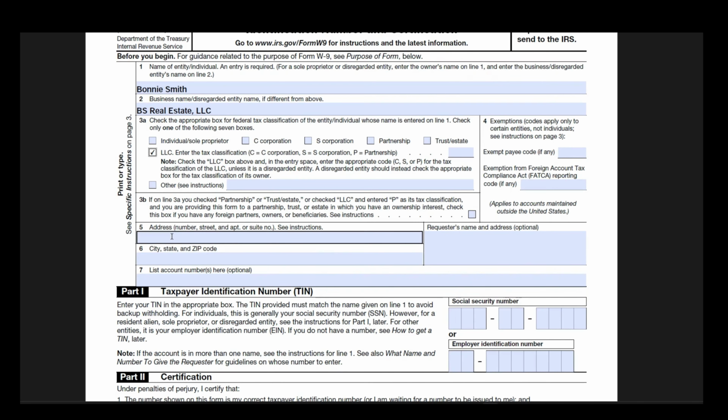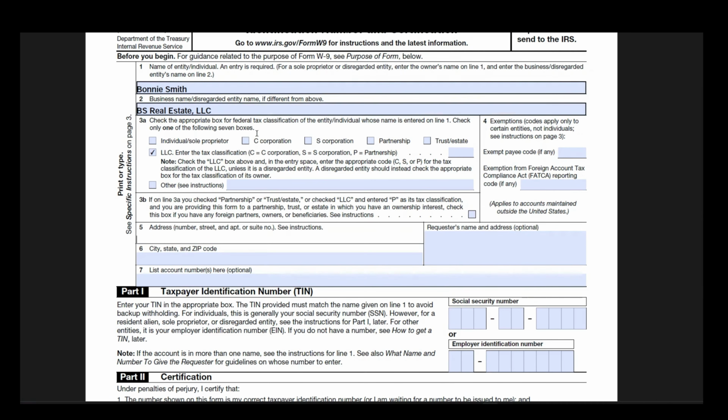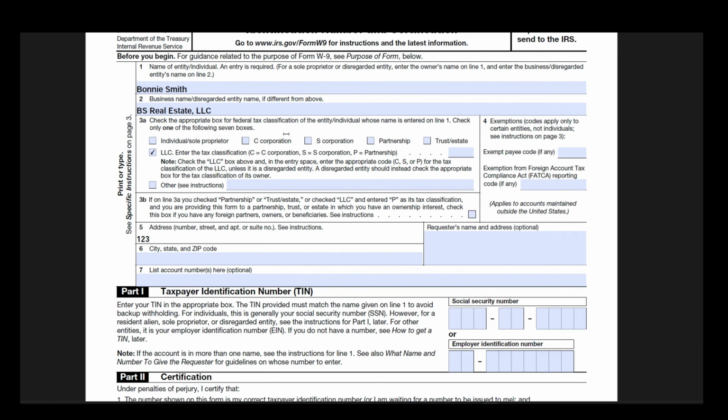Moving on to line 5, this is where you're going to include the address of either the business or the individual. And so Bonnie Smith Business is located at 123 Main Street in Realty, Texas, zip code 12345.